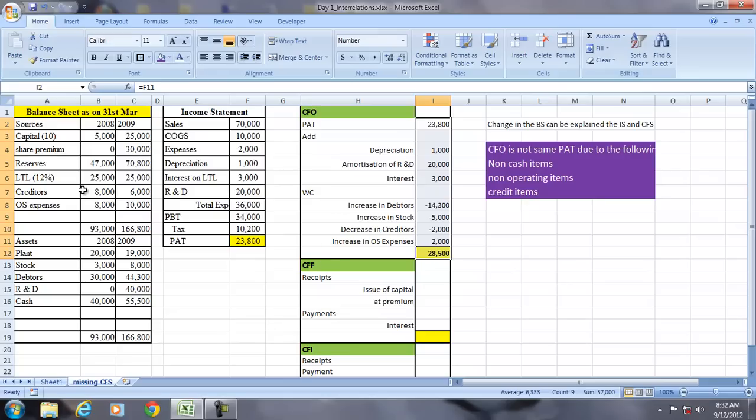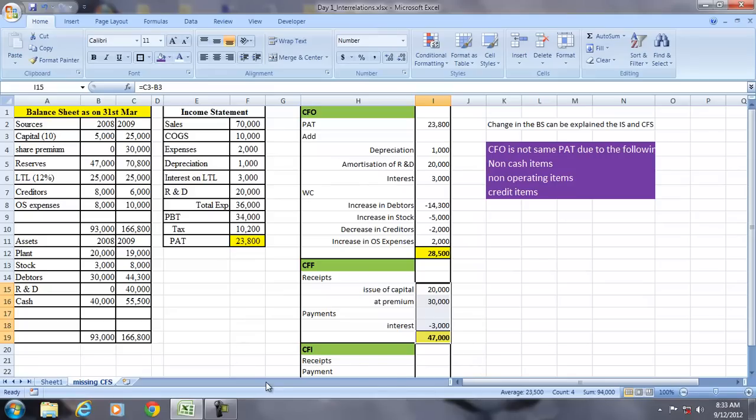Then we'll see CFF. The cash from financing will show the receipts from the financing decisions and the payments from the financing decisions. In this case, the receipt from the financing decision is the change in the capital. That means we have issued shares during this period, and the issue of shares has happened at a premium, and both are cash inflows. So cash inflow due to financing decision is 50,000, and cash outflow from the financing decision is interest, no other outflows. So the summation of inflows and outflows, 47,000, is the cash from financing decision.